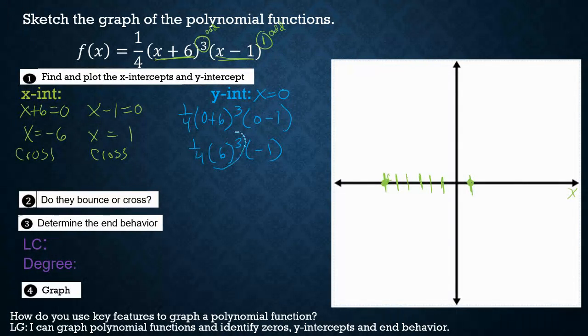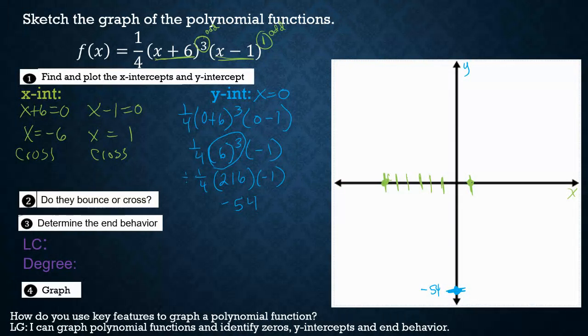Now we're going to do our power. 6 to the third power is 216. So we're going to do 1/4 times 216 times -1. If you put that in your calculator and multiply it, basically what it means is you're going to take 216 and divide by 4. And so we get 54, and it's going to be a negative. And so our y-intercept, we're going to go down to here somewhere. We're going to call that -54 and put a dot.